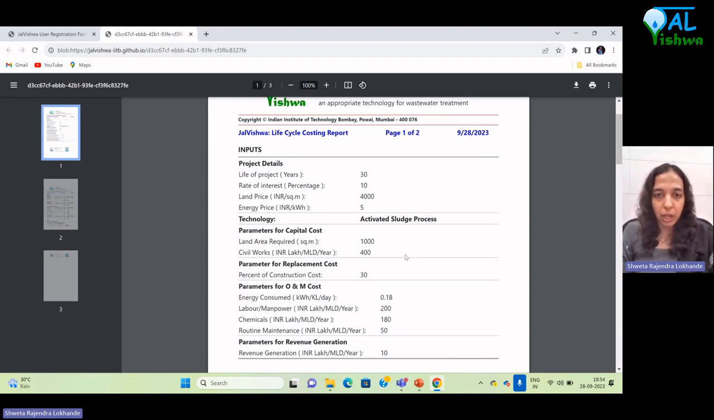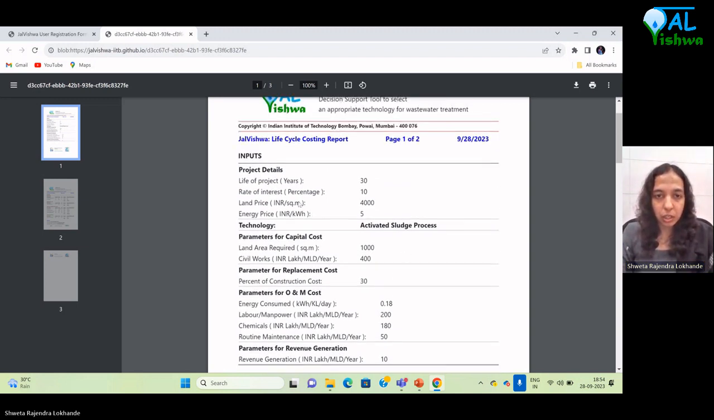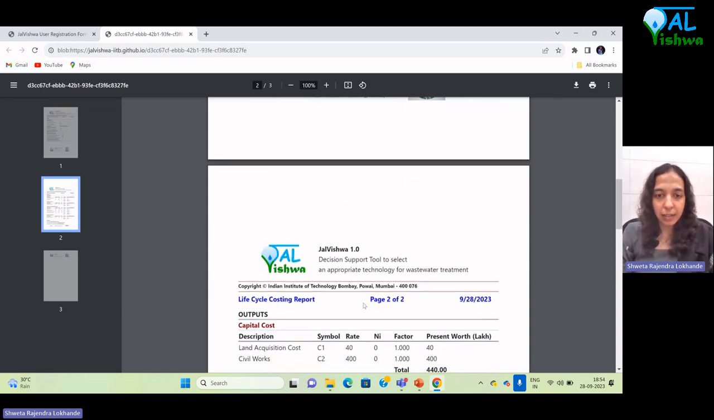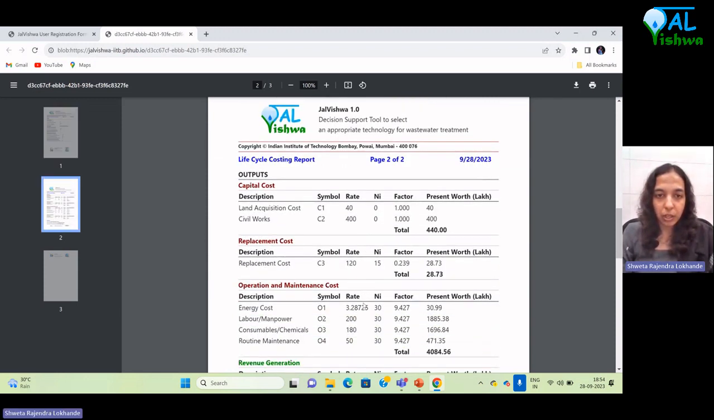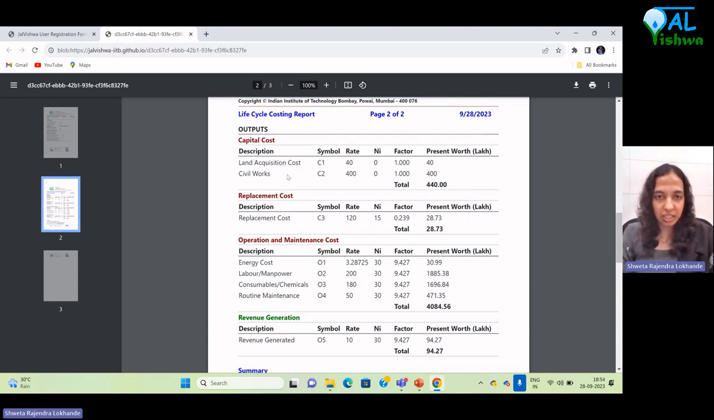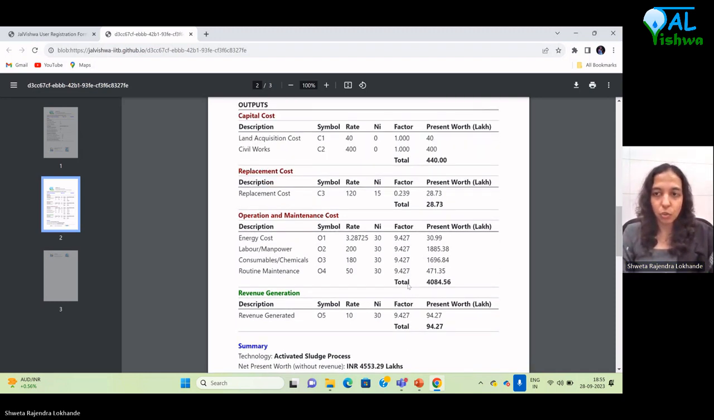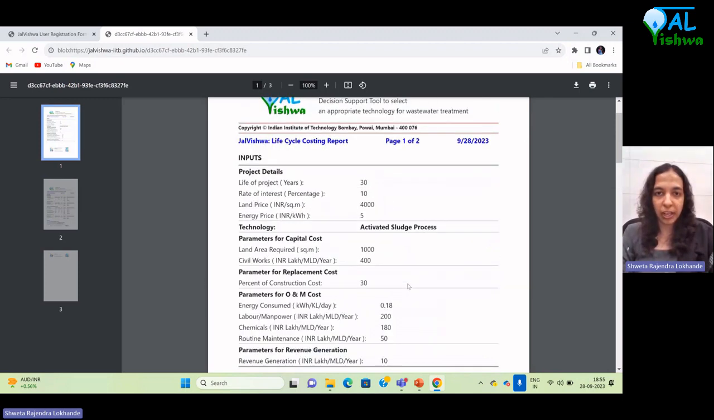So in this report, the first page provides the inputs that we have provided for that technology. And then the outputs are computed in terms of capital cost, replacement costs, O&M costs, and revenue generation separately. In summary, for the activated sludge process for the given project details, the net present worth without and with revenue is reported in lakhs. So this is how the life cycle costing tool can be used.